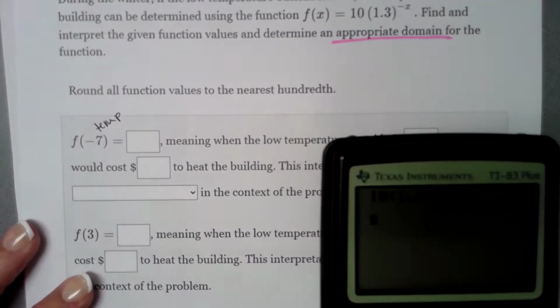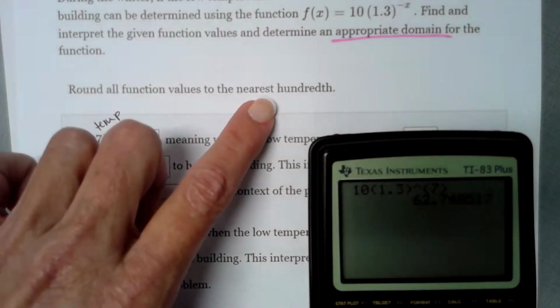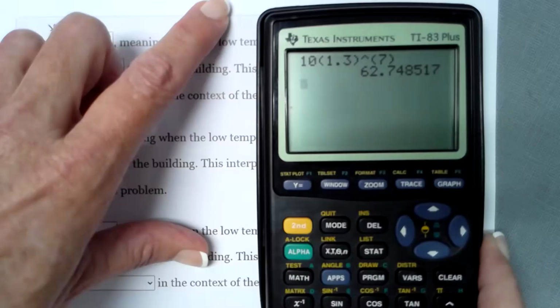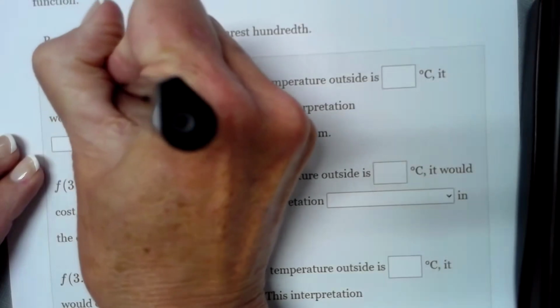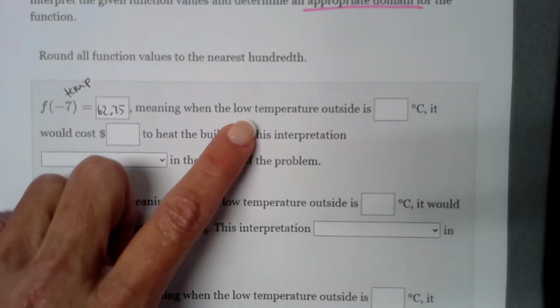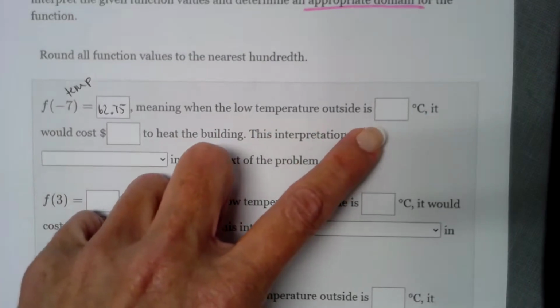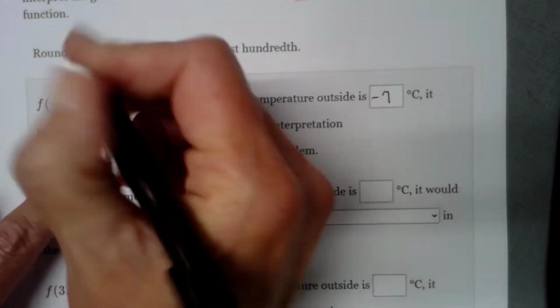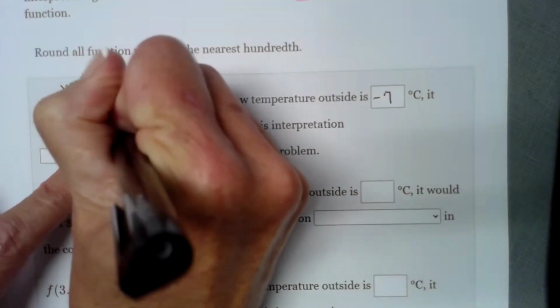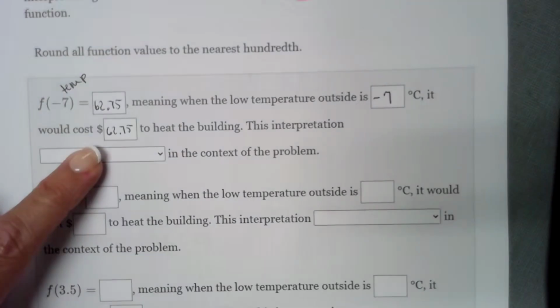Okay, let's see. Round all functions to the nearest hundredth. So the nearest hundredth here is going to be 62.75. Okay, meaning when the low temperature outside is -7 degrees, it would cost $62.75 to heat the building.